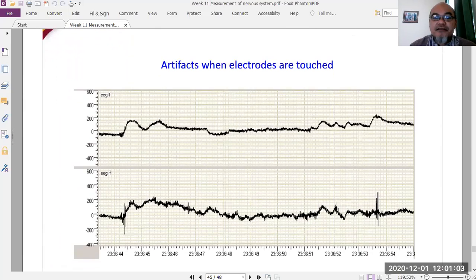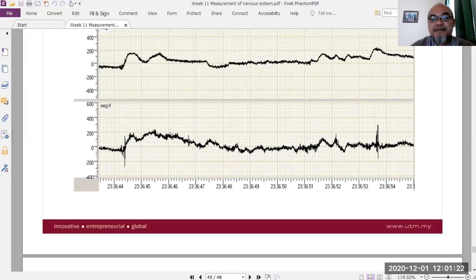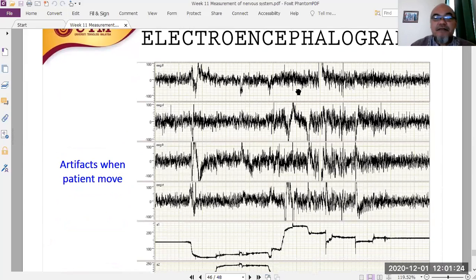When the electrodes are being touched by hand, this is normal like this. This is the delta wave. Suddenly it then creates some high frequency spiking, small amplitude but high frequency, because of the interaction with the ions from the hand, for example. When the patient moves, of course, it creates a lot of spikes in all the waves.